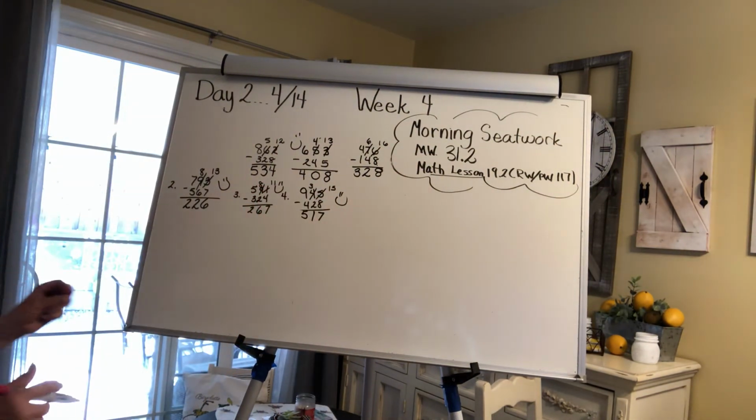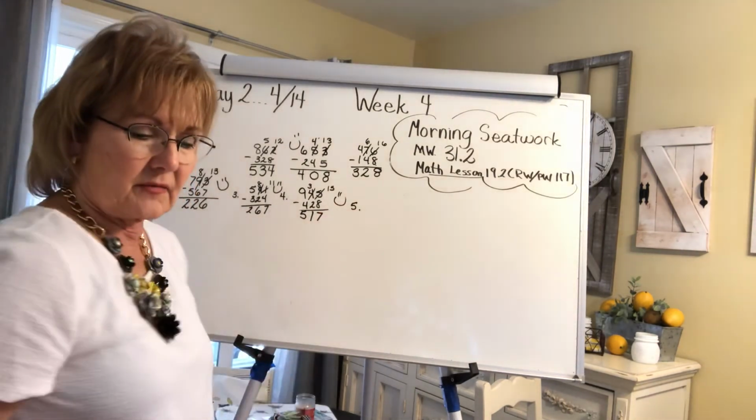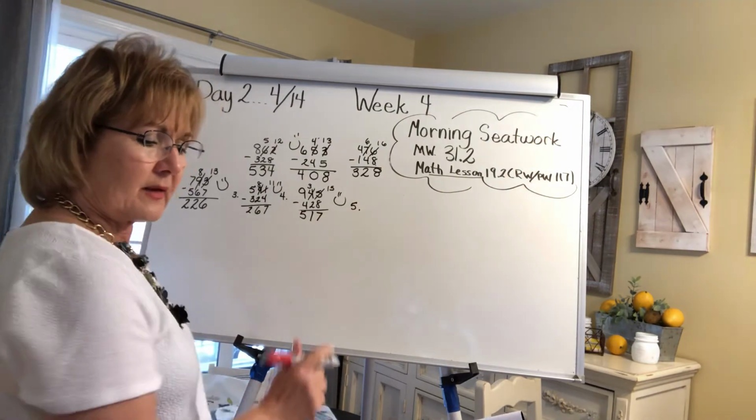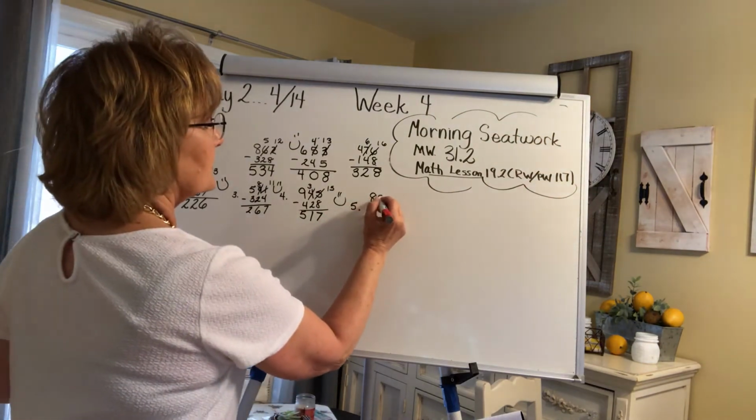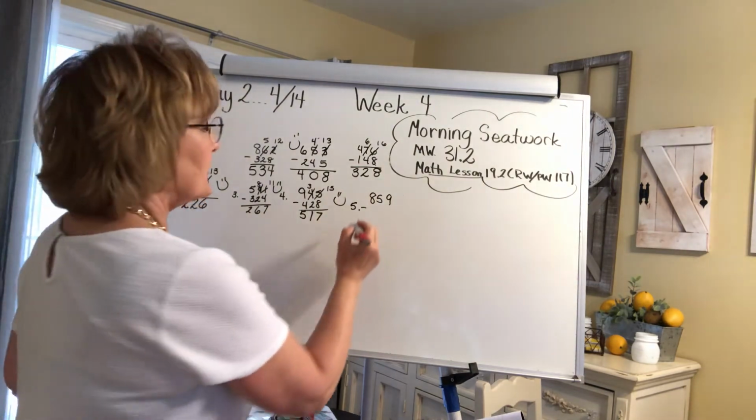He's got lots of eyes. Okay, number 5. I'm going to move this a little bit. 859. One of my neighbors. 735.